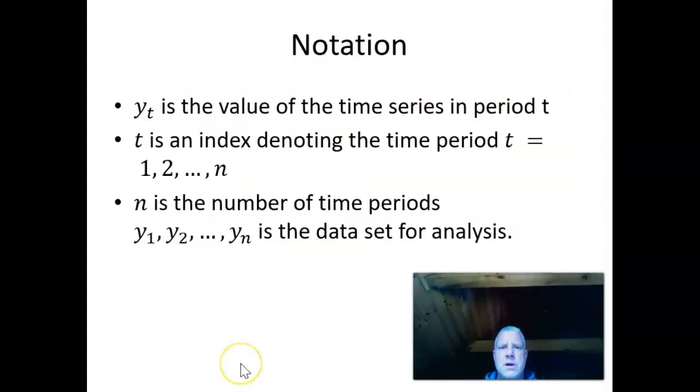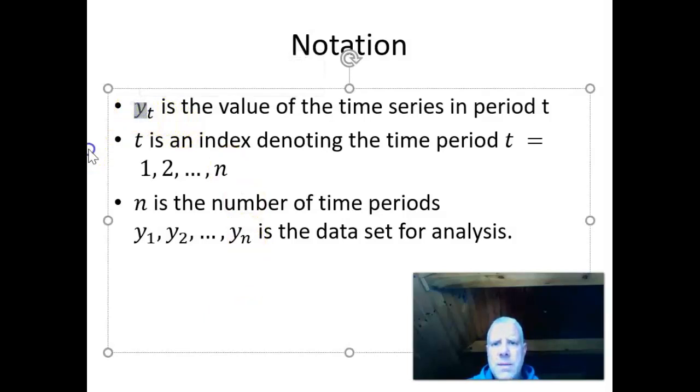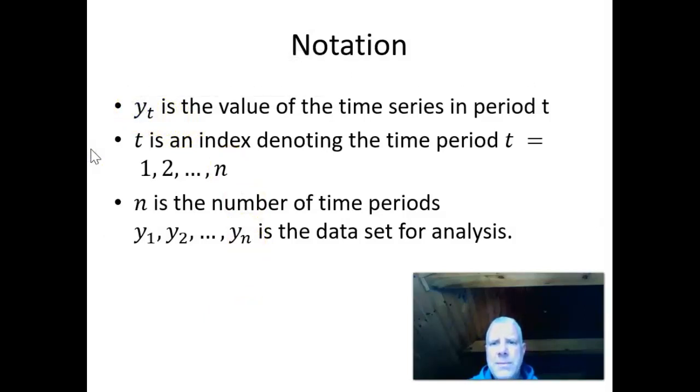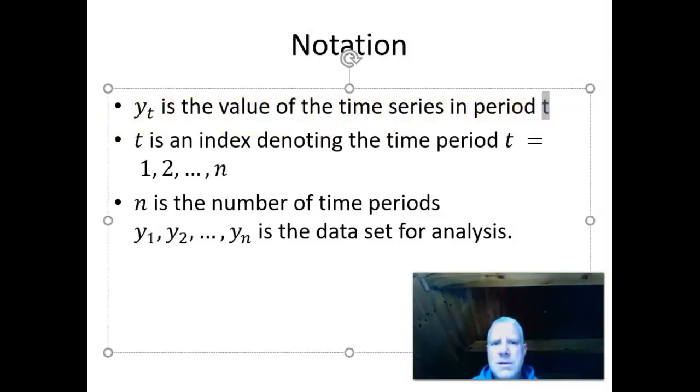Next, let's think a little bit about notation, so we all know what we're seeing in the book and what we're talking about. We're going to use Y to express our time series variable, and T is the index. So Y sub T, with T an index denoting the time period. Time periods begin at time period 1 and go all the way up to N, which is the number of time periods. Y sub 1 all the way to Y sub N is the data set for analysis.